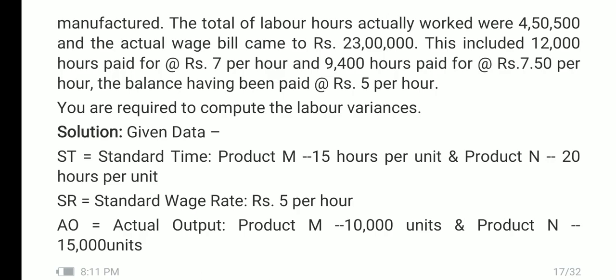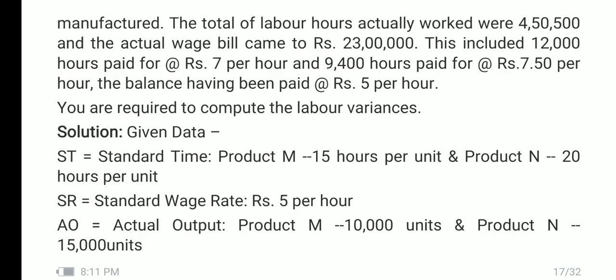The total of labor hours actually worked were 4,50,500. That is the actual time worked or taken. And the actual wage bill came to 23 lakh rupees. That is nothing but actual labor cost incurred. This included 12,000 hours paid for rupees 7 per hour and 9,400 hours paid for rupees 7.5 per hour, the balance having been paid at rupees 5 per hour.